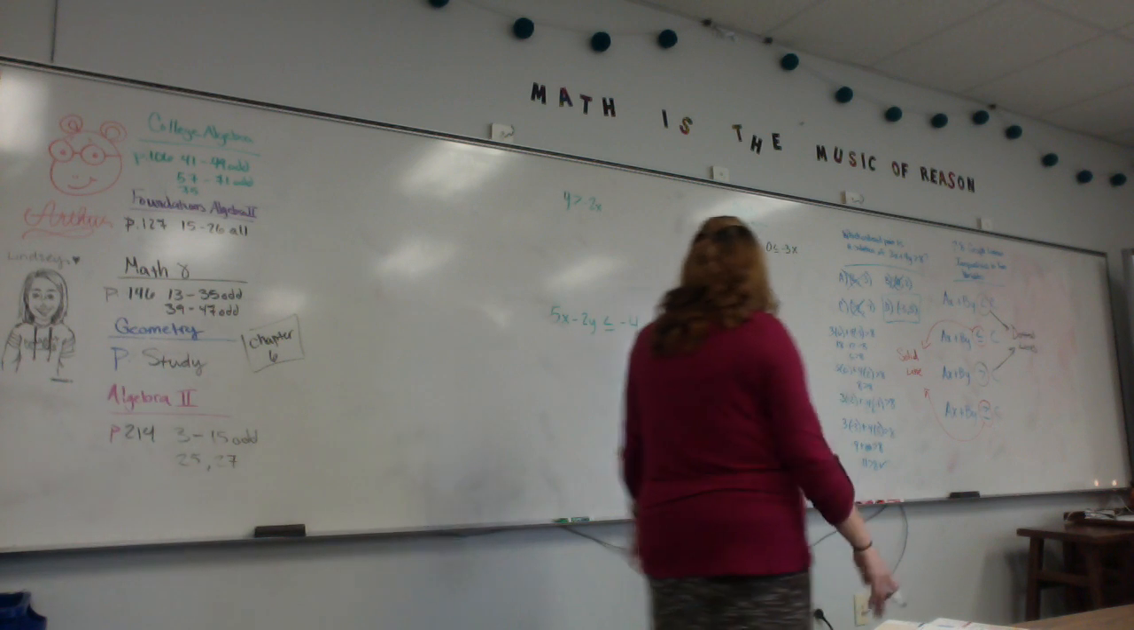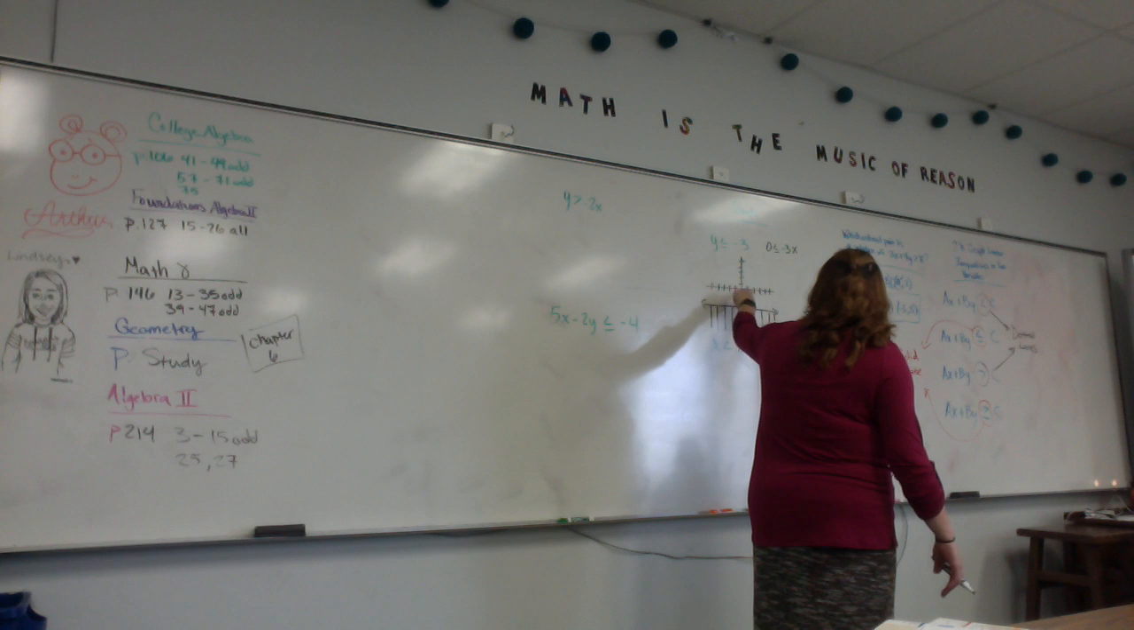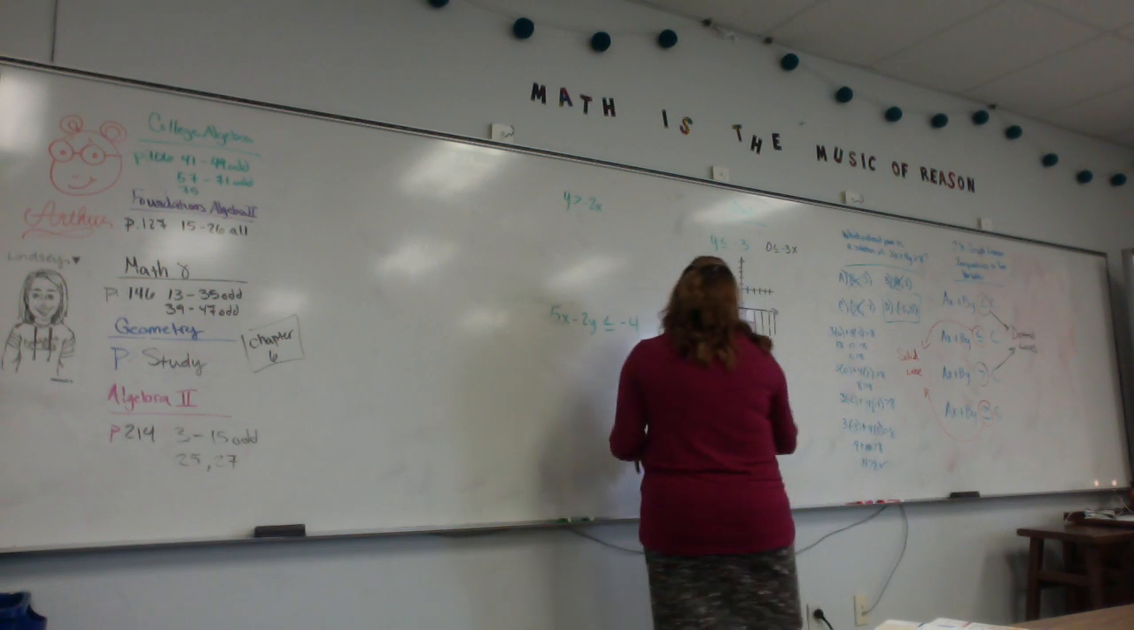I'm done. So I shade down below that line, because (0, 0) is above that line and that is a false statement. Okay, I come over here.